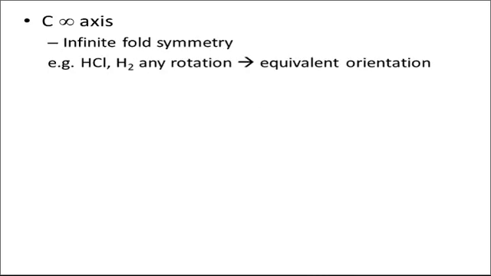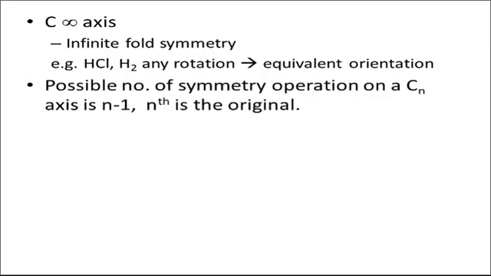C infinity axis. Now in some cases you will get any number of orientations, you will get symmetrical orientation. So any rotation will give identical orientation. For example, HCl, H2 or any linear molecule, you will get identical orientation at any degree. So for such molecules, you will consider n value as infinity, C infinity axis.